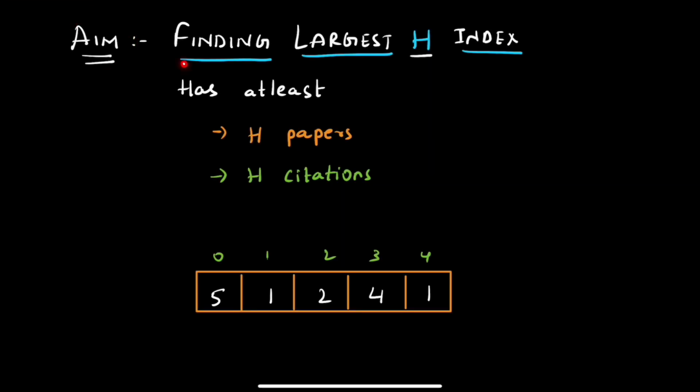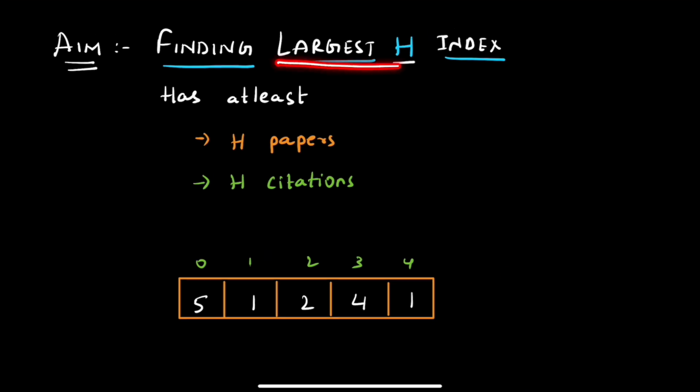We need to find the largest H index, right? Which has at least H papers in it and H citations in it, right? So here H index is not the index of the array that we use. Instead, it is an element from the citations array. Now we need to find the largest H index, so we'll be starting our execution from the largest element in this array.